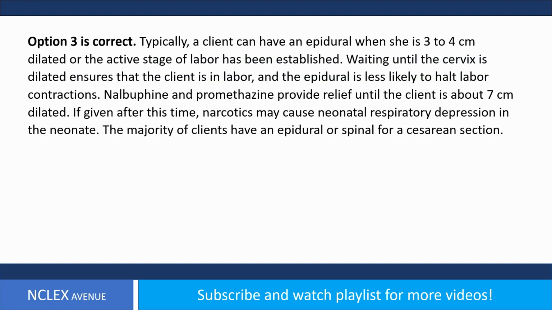Typically, a client can have an epidural when she is 3 to 4 centimeters dilated or the active stage of labor has been established. Waiting until the cervix is dilated ensures that the client is in labor, and the epidural is less likely to halt labor contractions. Nalbuphine and promethazine provide relief until the client is about 7 centimeters dilated. If given after this time, narcotics may cause respiratory depression in the neonate. The majority of clients have an epidural or spinal for a cesarean section.